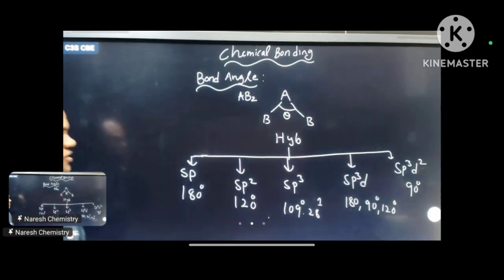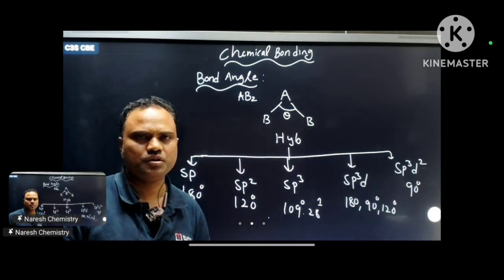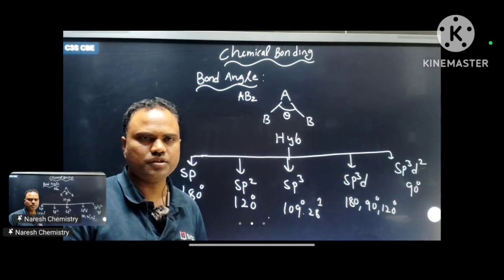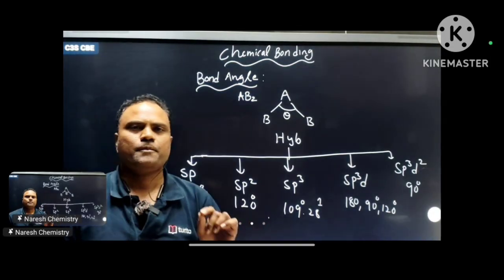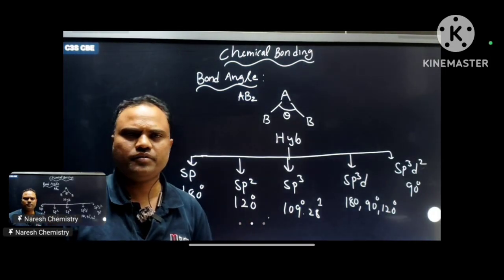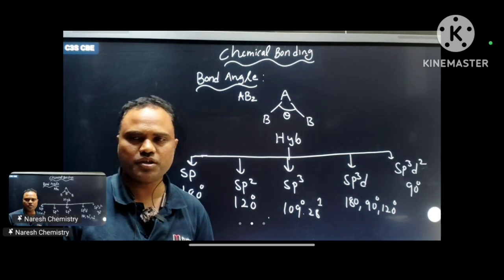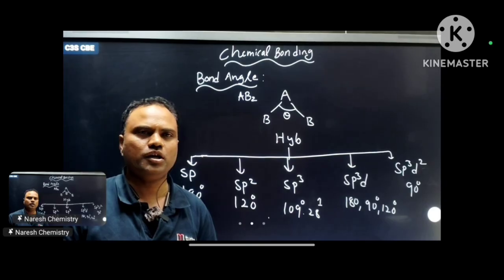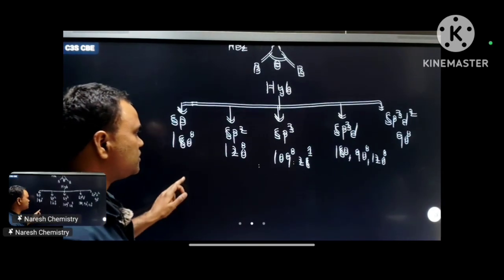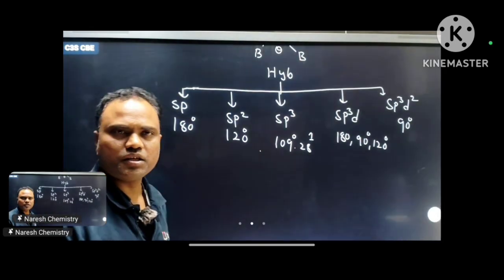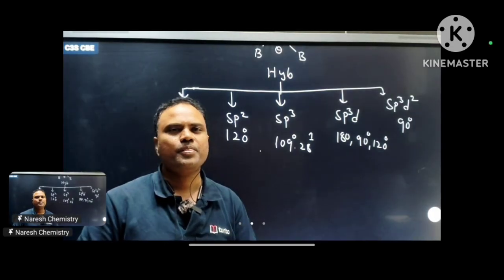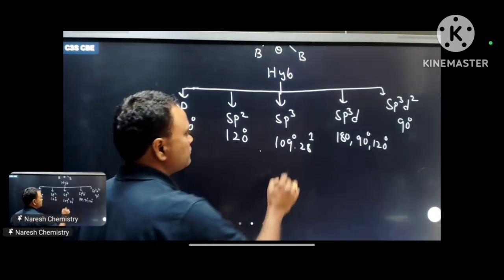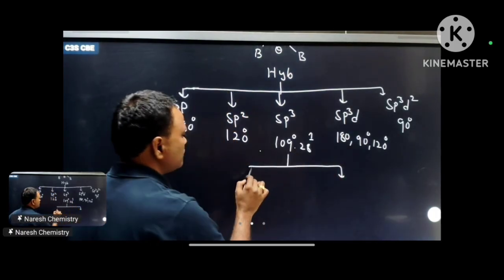Based on this, let us do some questions. NEET level questions on bond angle are very easy. If you are able to identify hybridization, then you can decide the bond angle. But there is one exceptional case you have to remember. In the last class I gave it: even though the hybridization is sp3, two molecules do not have a 109 degrees 28 minutes bond angle.